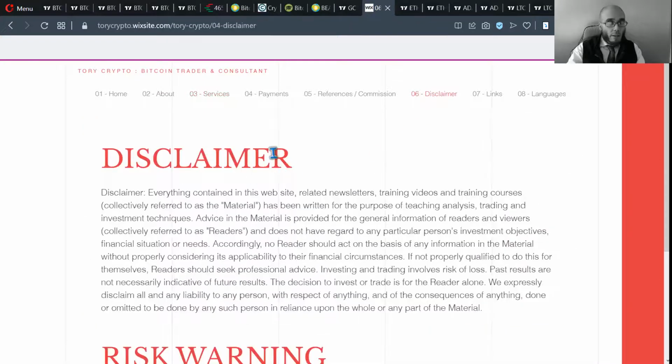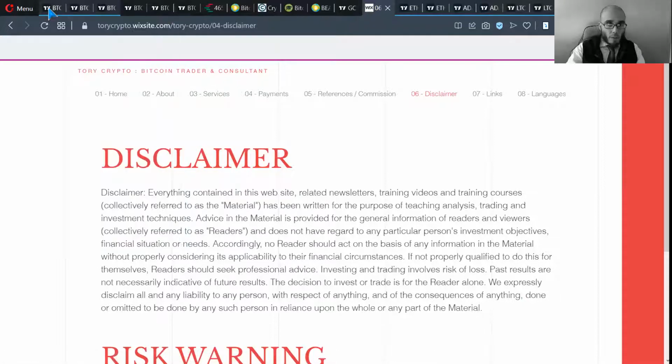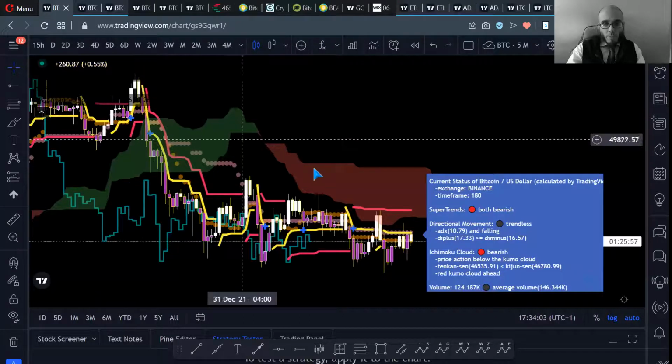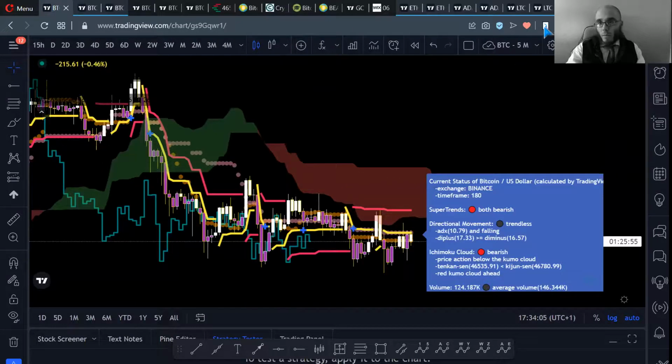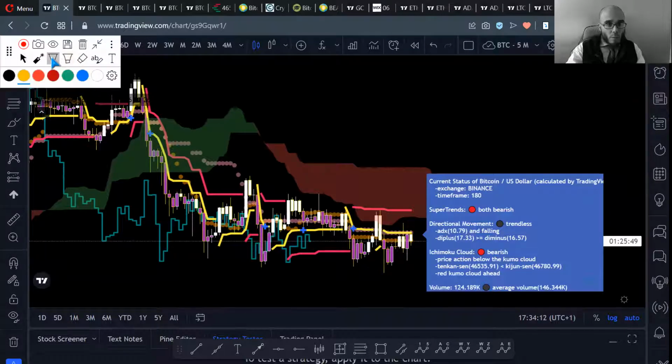That being said, let's take a look at Bitcoin. So I'm starting with Ichimoku. On Ichimoku, you see that the super trend is bearish right now. You see that Ichimoku is bearish too. And the directional movement is not that important, so we will not look at it.